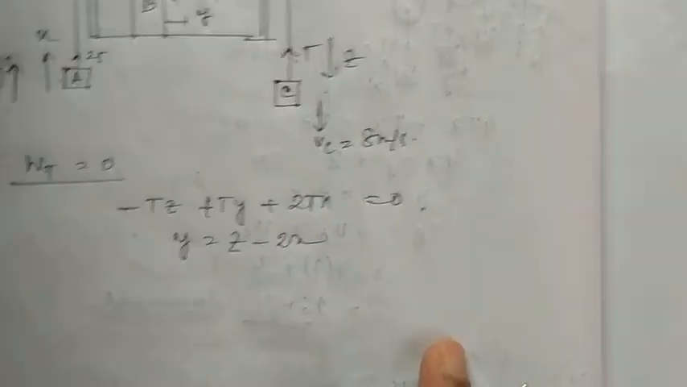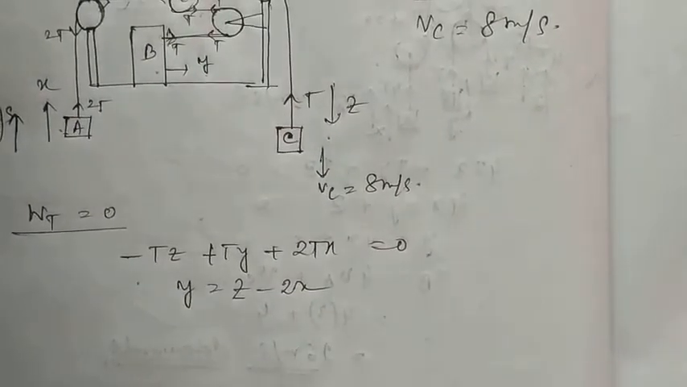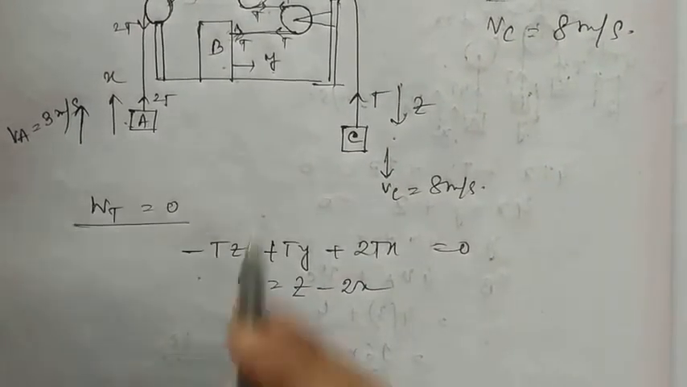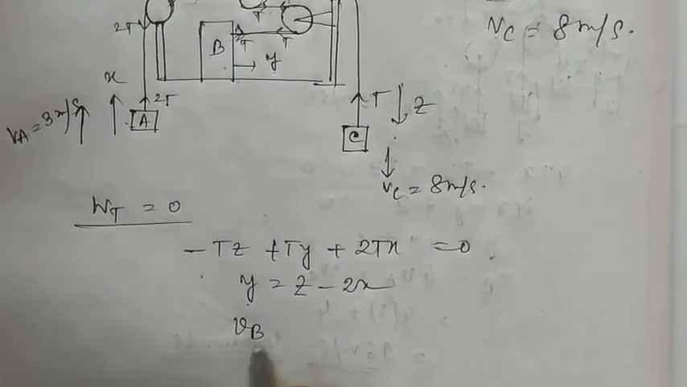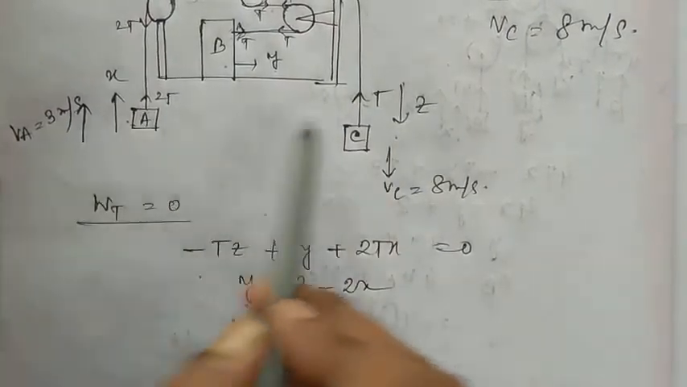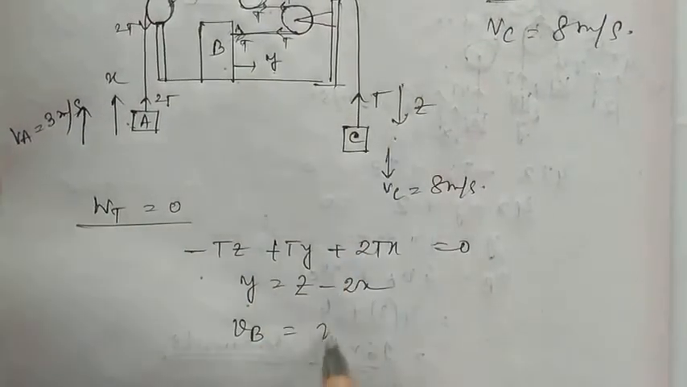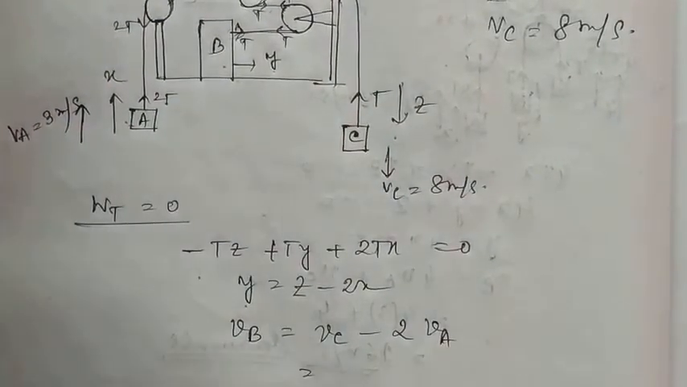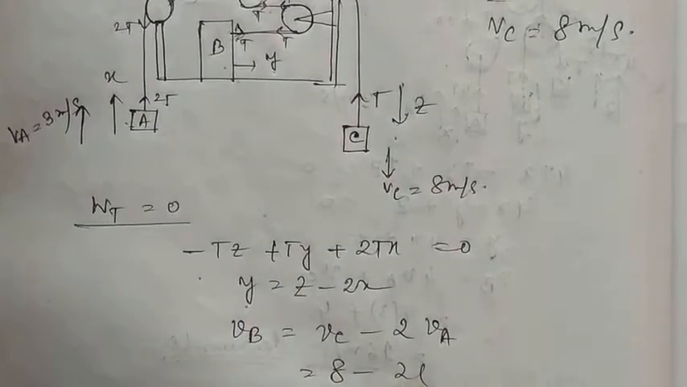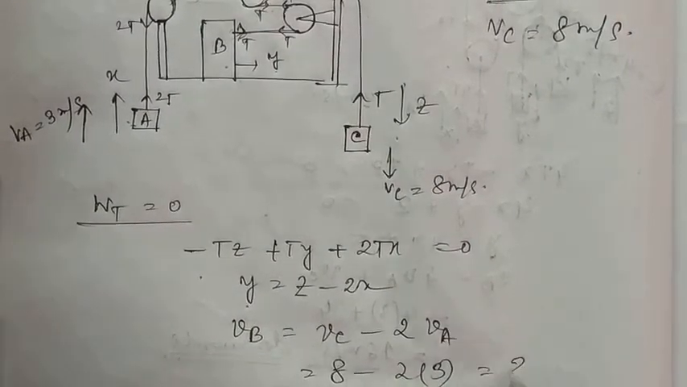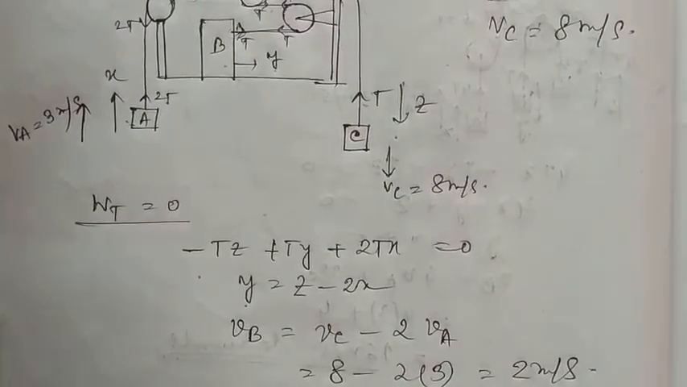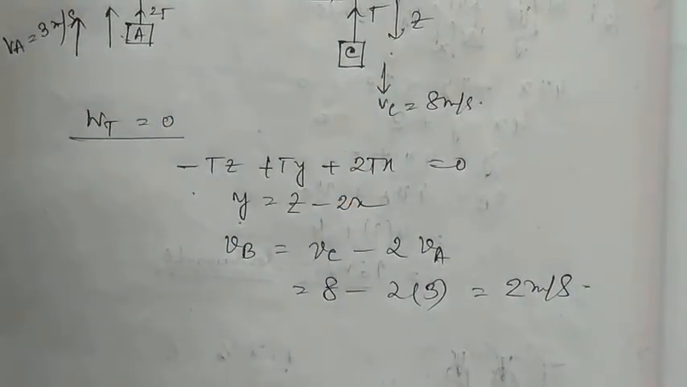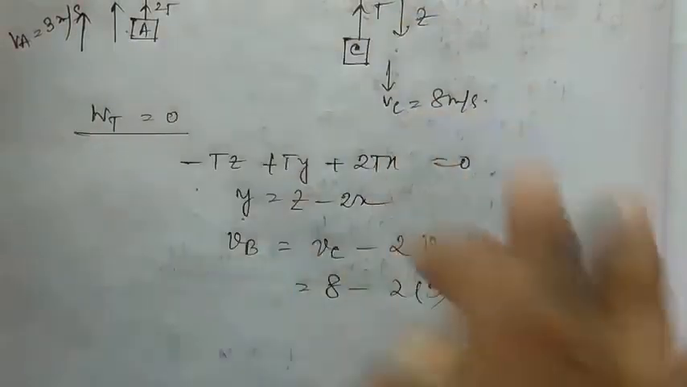Now after differentiating, the velocity, y means that of B, so VB is equal to z means this one VC, and x means VA, 2VA. Now VC was 8, VA was 3, so 2 meter per second. The value of the velocity of block B is 2 meter per second towards the right.